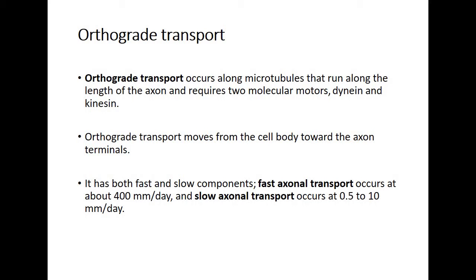Orthograde transport is the transport which occurs along the microtubules present in the axon, and it requires two molecular motors, dynein and kinesin. These are the proteins responsible for carrying substances from the cell body to the axon terminal. In orthograde transport there are two components: a fast component and a slow axonal transport. The fast transport occurs at about 400 millimeter per day, while slow axonal transport occurs at 0.5 to 1 millimeter per day.